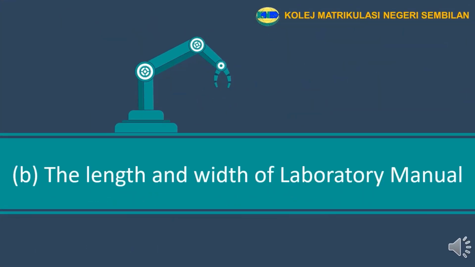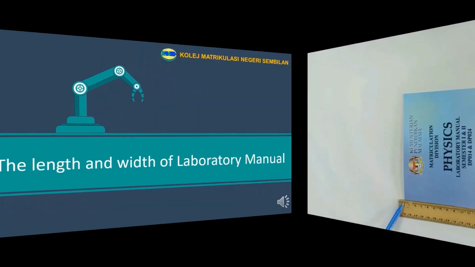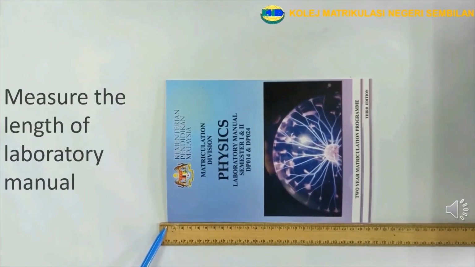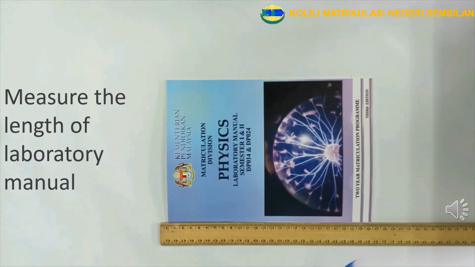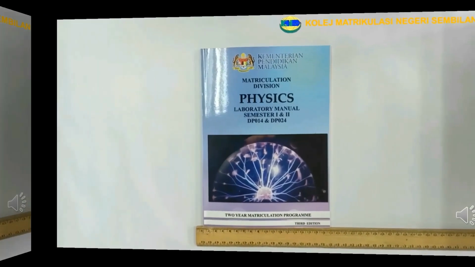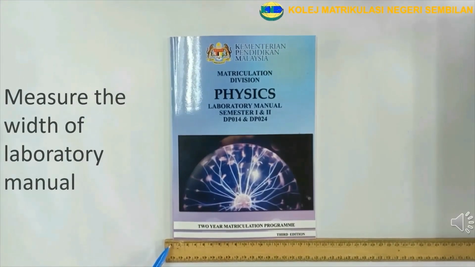Single reading is also used in measuring the length and width of the laboratory manual. Take the initial and final reading for the length of the laboratory manual. Calculate the difference. Next, take the initial and final reading for the width of the laboratory manual. Calculate the difference.